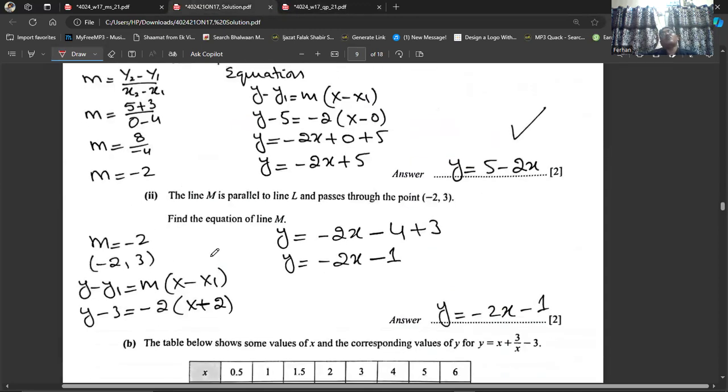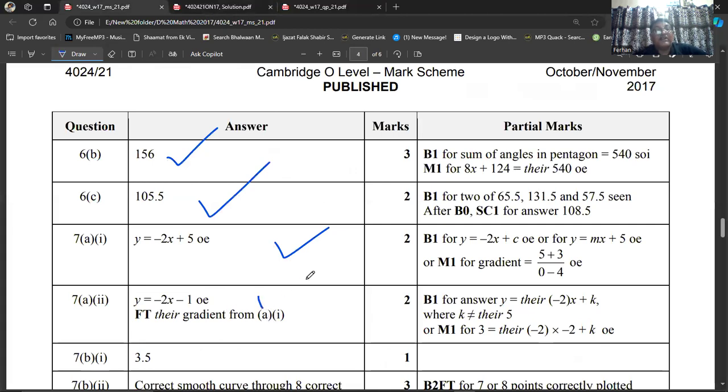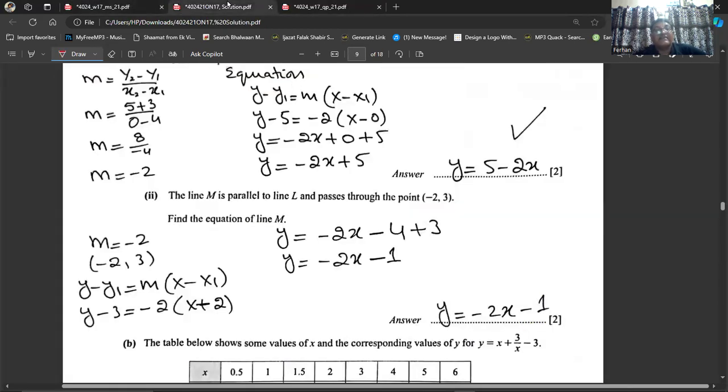You know how to find the equation? You go y minus y1 equals m bracket x minus x1. In the place of m, I put the gradient. And in the place of x1 and y1, I will put the coordinates of that given point. So y minus 3 equals -2 bracket x plus 2 bracket close. So y will be equal to -2x minus 4 plus 3. So y will be equal to -2x minus 1. So this is the equation. That is the right answer, sir.